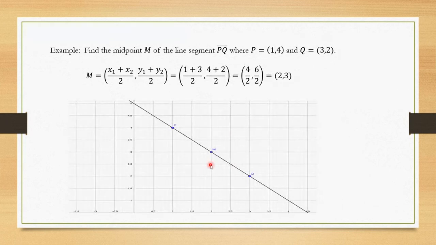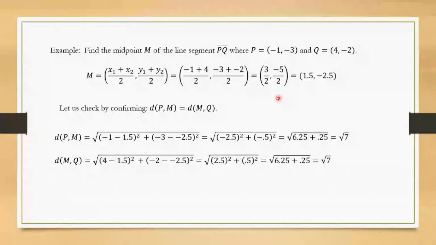Wait, sorry. So we have M. Sorry, I went too fast. We have M on the line segment connecting P and Q. I mean, yeah, this is a line, not just a line segment, but hopefully you still get the idea. Okay, here's another example.